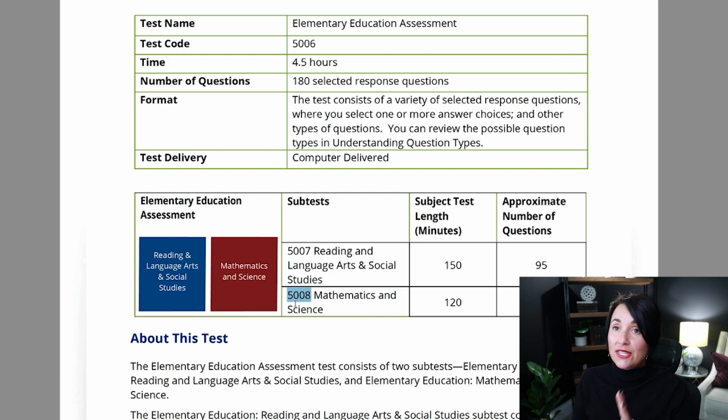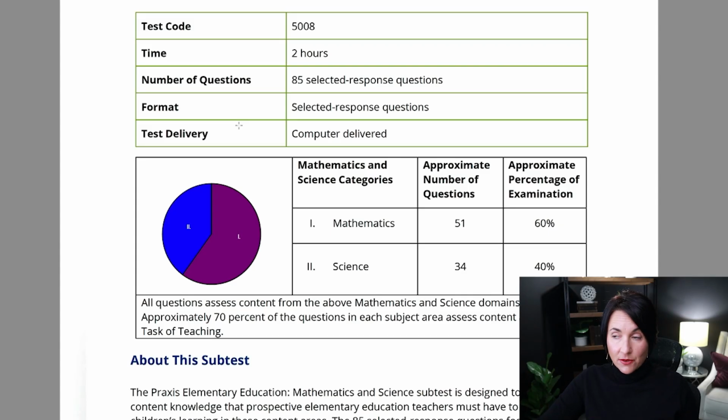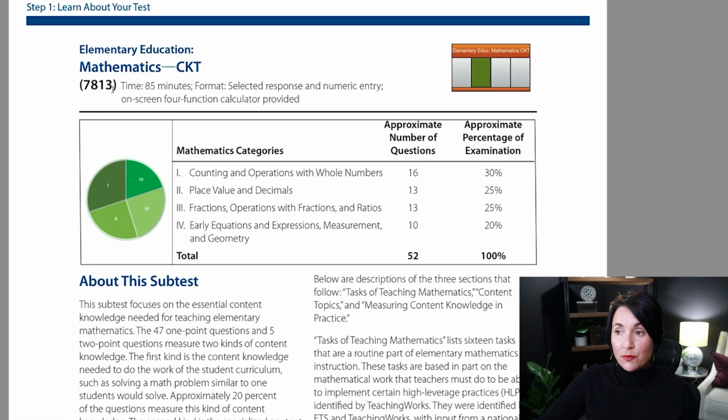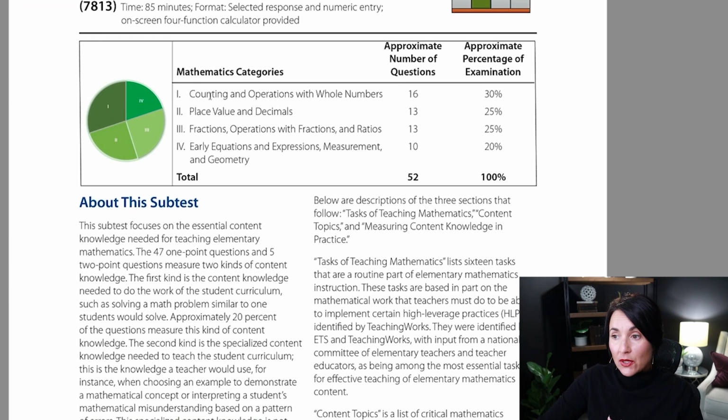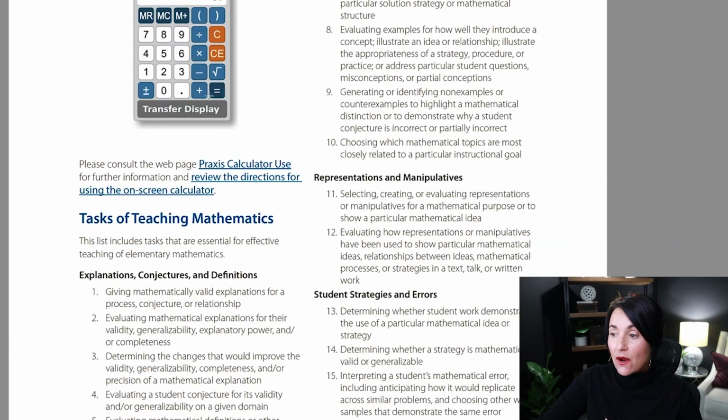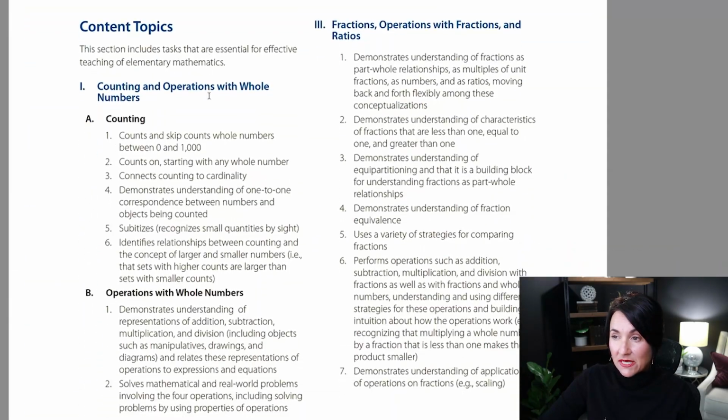Now, if you take a look at these two blueprints, you're going to see that they're very similar. As we move into the test specifications, and I always want you to do that, you're going to see how similar they are. So here is the blueprint for the mathematics section of the 5008, and this is the blueprint for the 7813. You can see it is broken up a little bit differently, but as we move down into the test specifications here, you'll see that there are a lot of similarities. Let's do that for both.